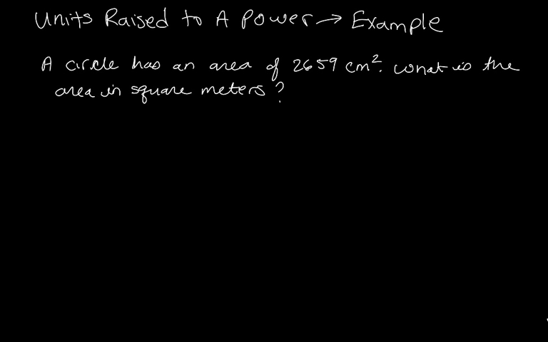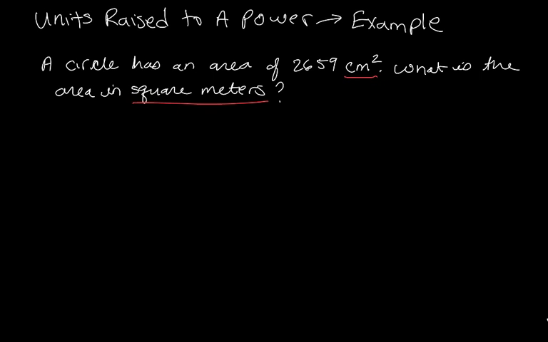So we've looked at unit conversions and converting from one unit to the other using dimensional analysis. But what we haven't looked at is what if you had something like the area of a circle, which is given in square centimeters, and you want to convert that into square meters. What do you do in that case?